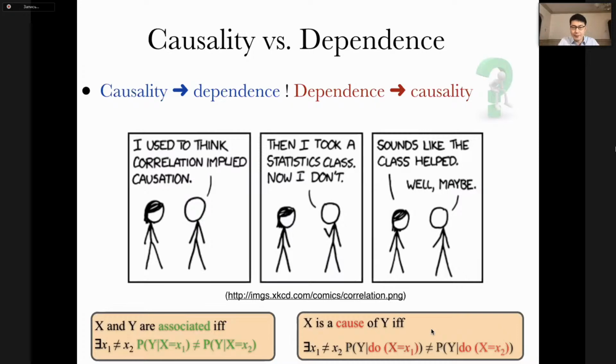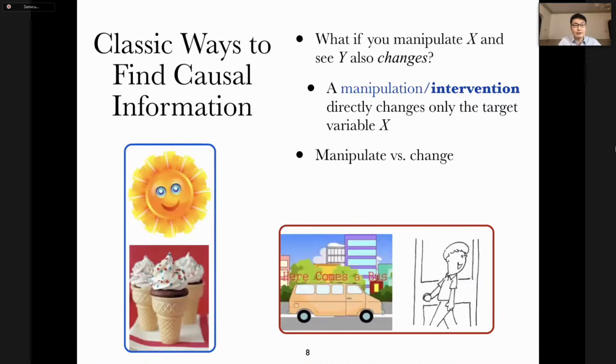Okay, so of course, this definition of causality is kind of circular, right? Because if you have no idea about the causality, how can you make sure this is the right intervention? How can you be sure that no other variable is changed by this particular action, right? But a circular definition can still be very useful. So how can we find the causality? A traditional way to find the causality is to do manipulation or intervention.